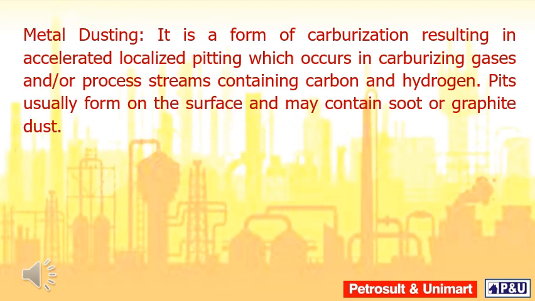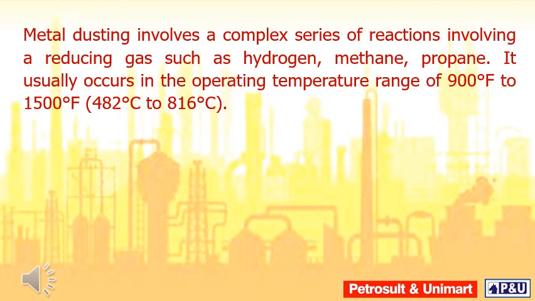Metal dusting. It is a form of carburization resulting in accelerated localized pitting which occurs in carburizing gases and/or process streams containing carbon and hydrogen. Pits usually form on the surface and may contain soot or graphite dust. Metal dusting involves a complex series of reactions involving a reducing gas such as hydrogen, methane, propane or CO. It usually occurs in the operating temperature range of 900 degrees Fahrenheit to 1500 degrees Fahrenheit, 482 degrees Celsius to 816 degrees Celsius.